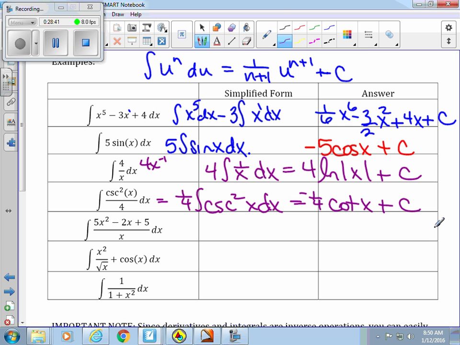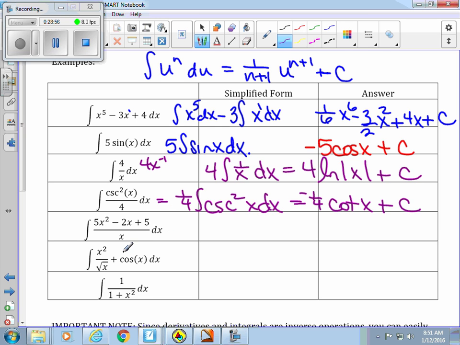When you're working your homework tonight, no, forever that won't be the case, but when you're working your homework tonight, check them all. Every single one, do the derivative really quick. Your homework tonight's pretty short, so it won't kill you to check it.